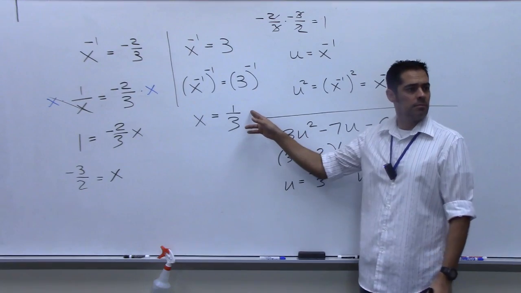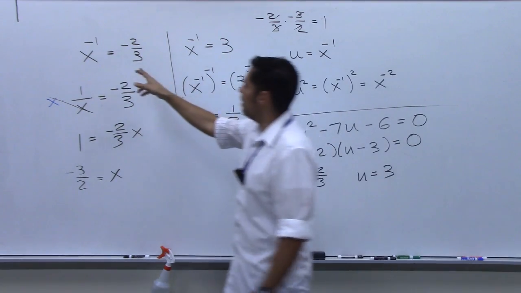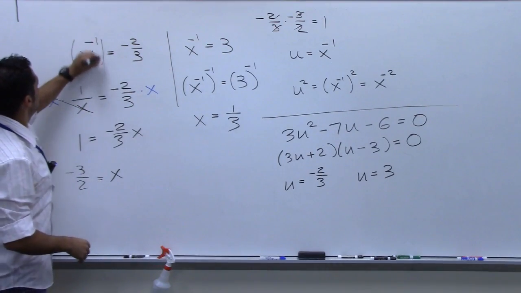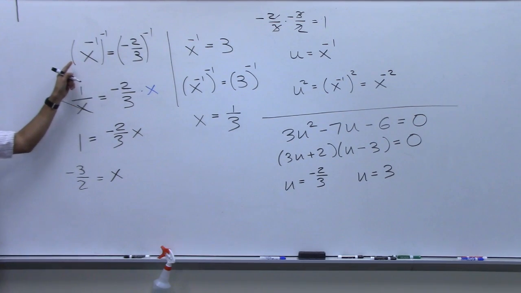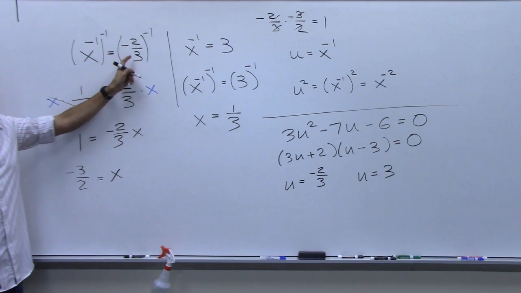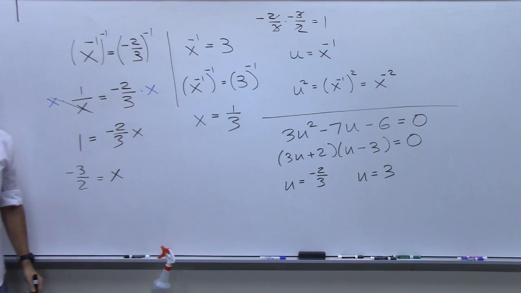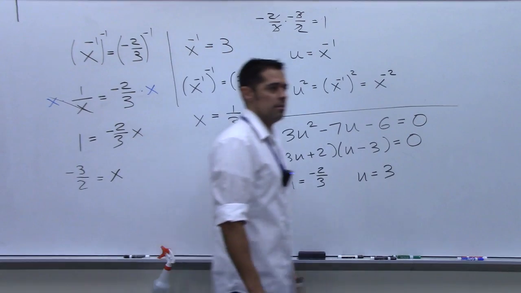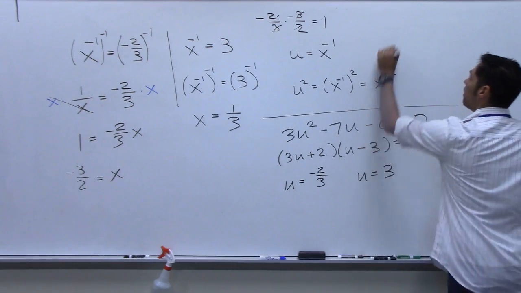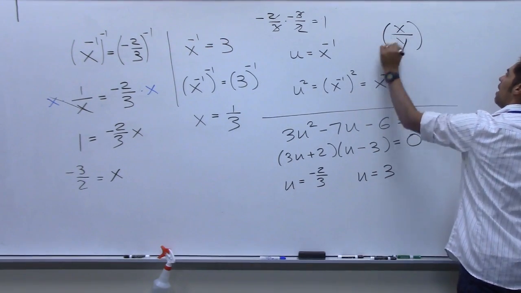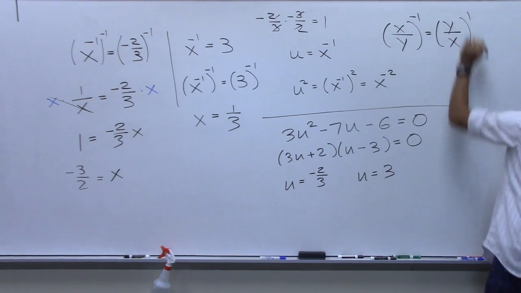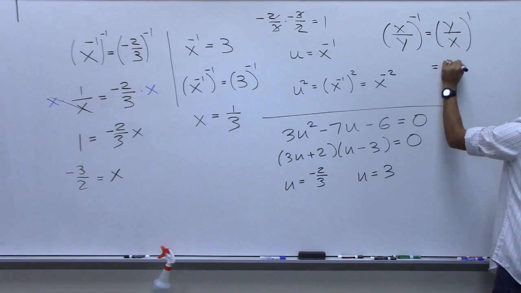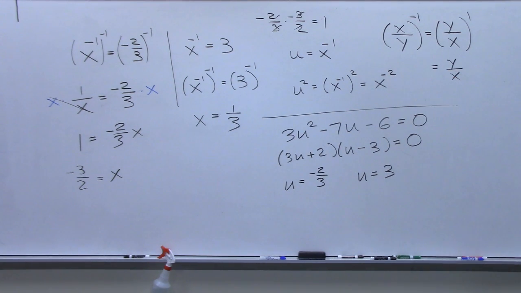So we get 1/3. See that? Now I could have done that over here too. If I did this to the negative 1, this to the negative 1, this side becomes x. What's a fraction raised to the negative 1? Flip it. That's all that happens. So I'm using a property of exponents that says if you have x over y to the negative 1, it's y over x to the positive 1, which is just y over x. Either way, you're going to get the same result.